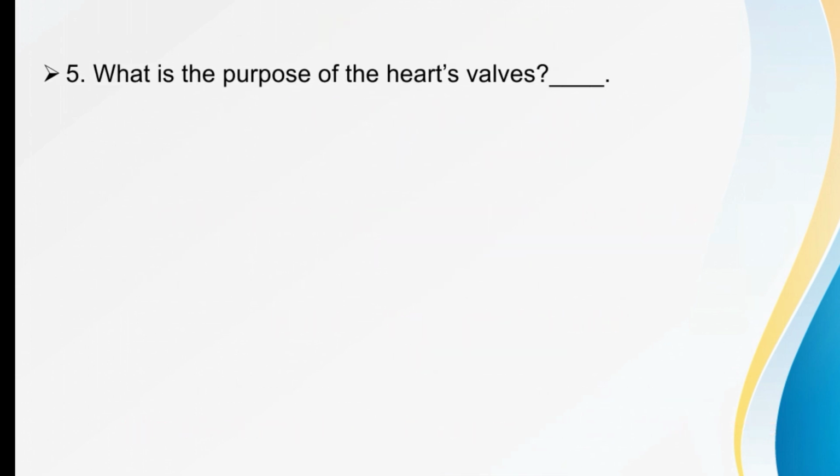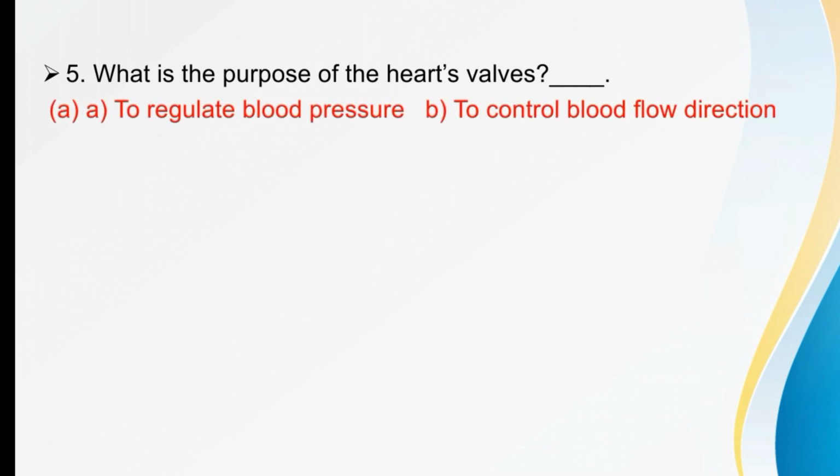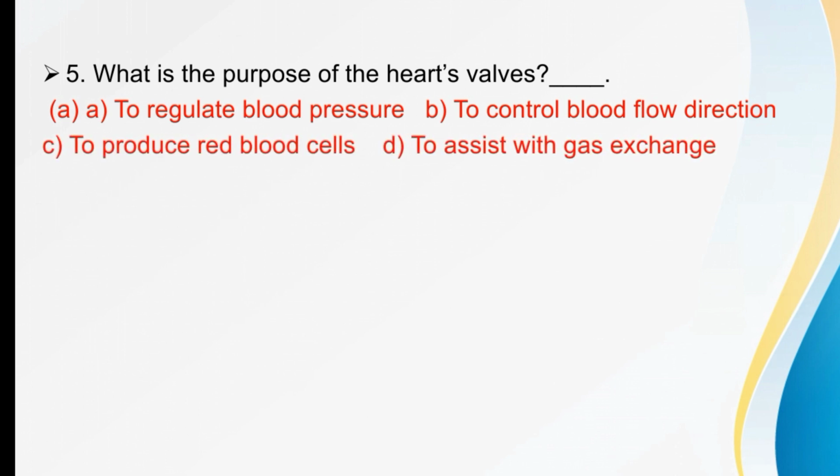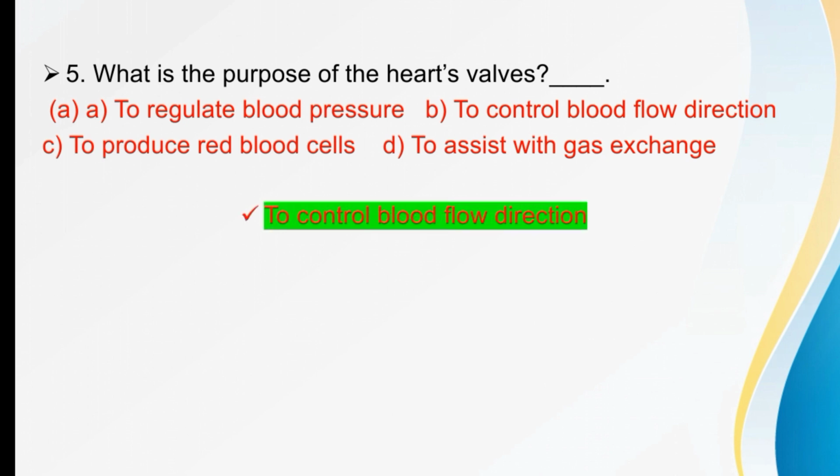What is the purpose of the heart valves? The purpose of the heart valve is dash: to regulate blood pressure, to control blood flow, to produce red blood cells, or to assist with gas exchange. So the right option is to control blood flow direction. The right option is B.